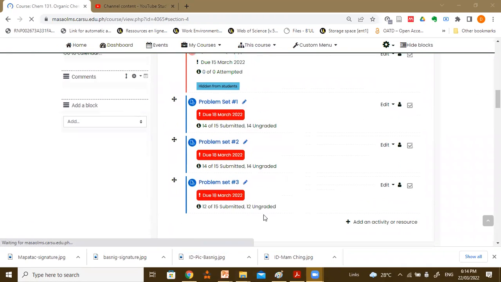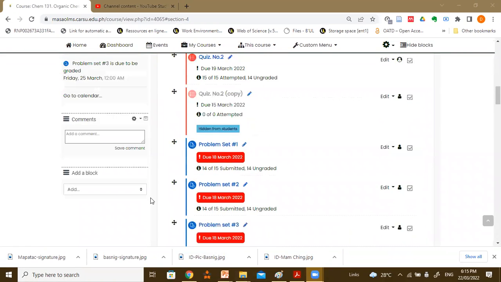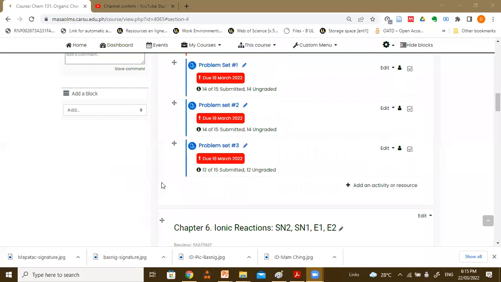For those who are late, you can actually submit, but of course there is a deduction. I really encourage you to submit even if it's late. There is a deduction, but please submit.